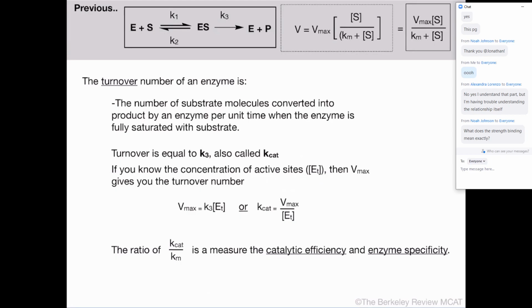Okay, Noah Johnson says, what does the strength of binding mean exactly? Hopefully this example will clarify that. And if it doesn't, please stop me and we will.